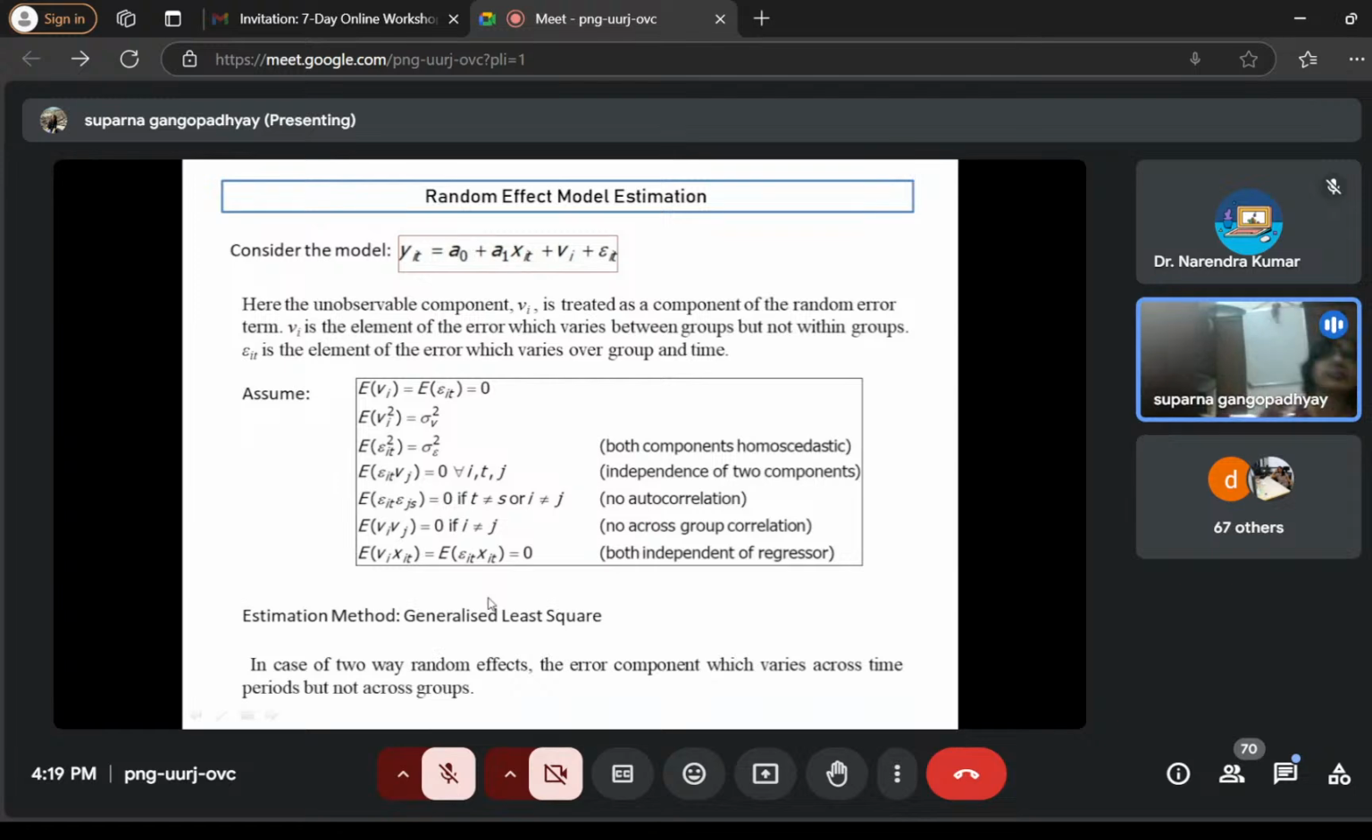Have you done GLS? Generalized least square, GLS? If you haven't, then I'm not going into that. Ma'am, you taught us OLS but GLS has not been done yet. Yeah? Okay, then drop this idea.